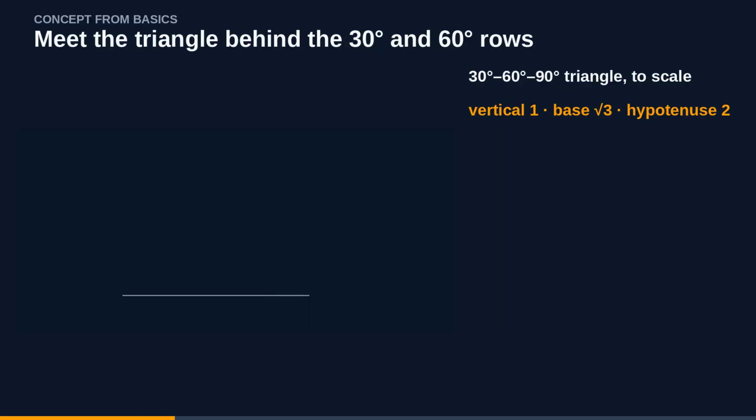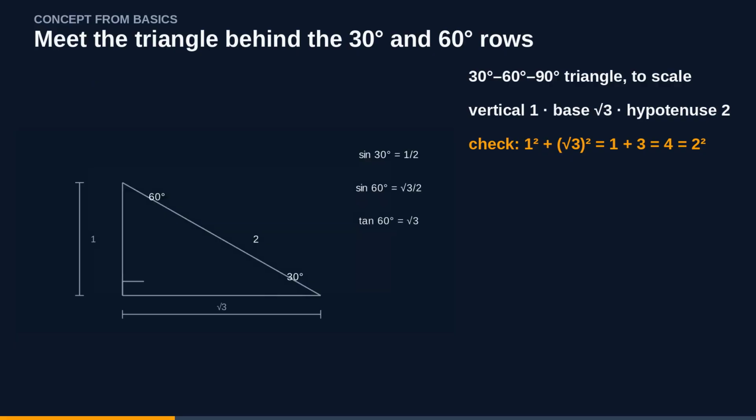Meet the triangle that generates 2 of the 5 rows. Height 1, base √3, and the hypotenuse 2 drawn to scale, with 30 degrees at the base corner and 60 degrees at the top. Check it with Pythagoras. 1 squared plus √3 squared is 1 plus 3, 4, exactly 2 squared. Lock these 3 side lengths in: 1, √3, 2. Every 30 and 60 degree value you will ever quote is a quotient of these 3 numbers.